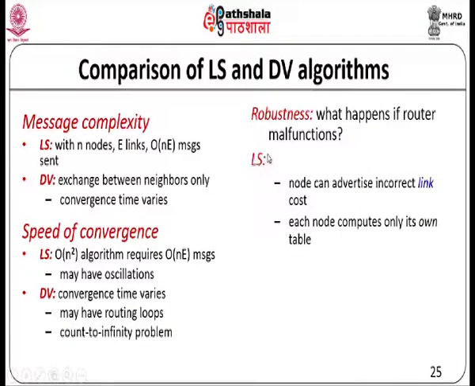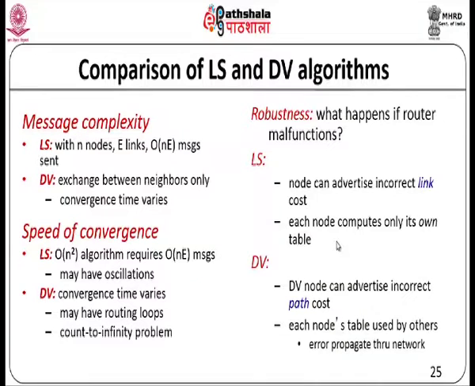Now with respect to robustness, if you compare these two, what happens if a router malfunctions? In the link state algorithm, a node can advertise an incorrect link cost. But since each node computes only its own table, it does not change anything else, and only local information is likely to be wrong. Whereas in distance vector routing, remember that a node can advertise an incorrect path cost, because path cost is what is sent to the other nodes. So each node's table is used by the others, and an error can propagate through the network. In link state routing, that normally does not take place. So this is a quick comparison of these two algorithms.